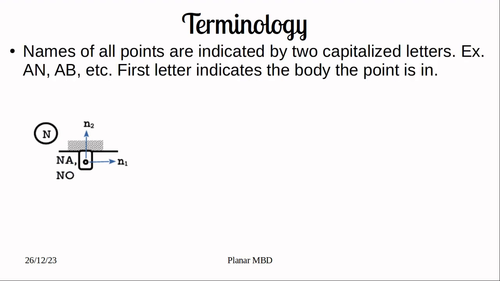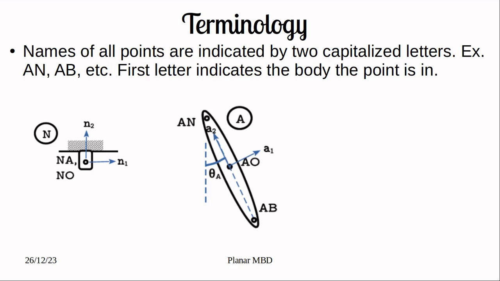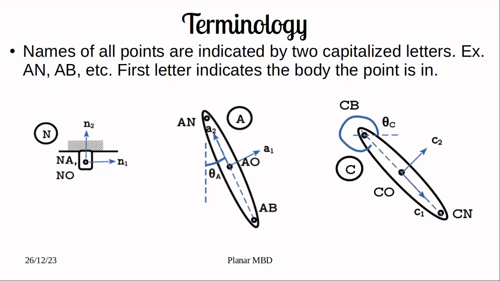The names of all points are indicated by two capitalized letters. In the figure, you can see there are two points, NO and NA, both of them coincident. The first letter indicates the body the point is in, here N. So all the points in body A will have two letters, like AN, AO, AB, and the first letter will indicate the body in which the point is. One more example to make it clear.